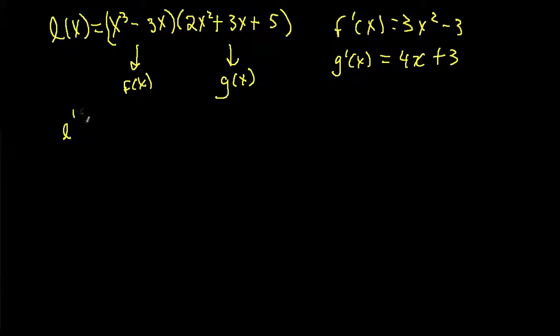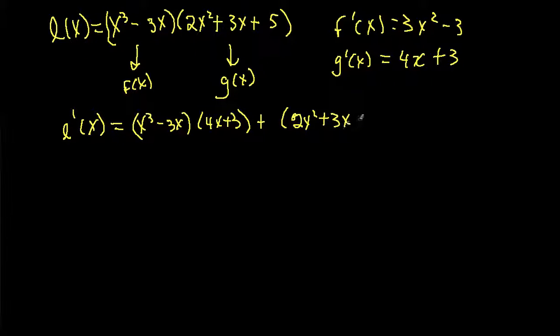So we have L prime of x is equal to the first, x cubed minus 3x, times the derivative of the second, which is our g prime of x. So we have 4x plus 3, plus our second function, which is just g of x, so we have 2x squared plus 3x plus 5, times the derivative of our first, which will be 3x squared minus 3.